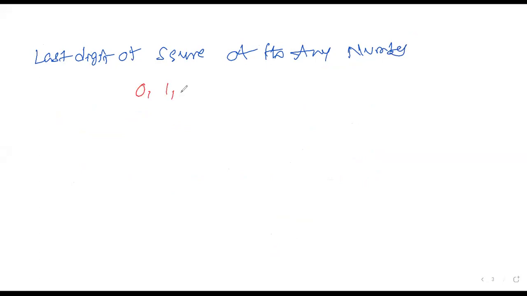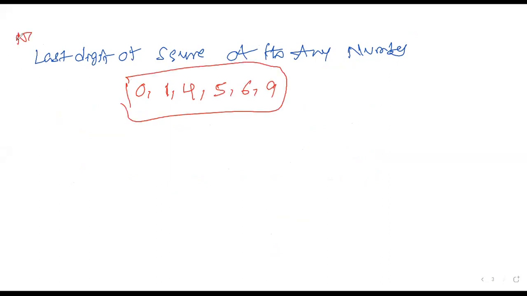0, 1, 4, 5, 6, 9. Right. Please make a note. This point you write down: the last digit of the square of any number will come from this set only. There is no other possibility.